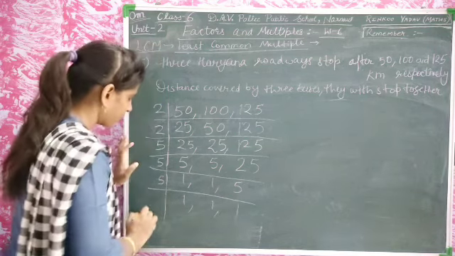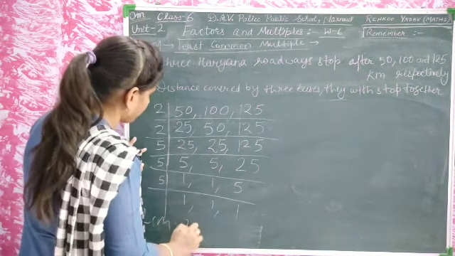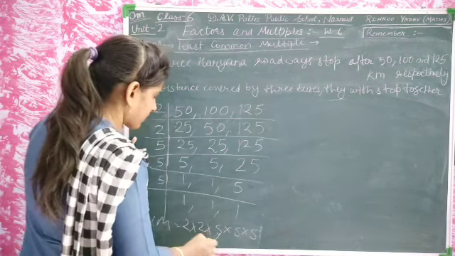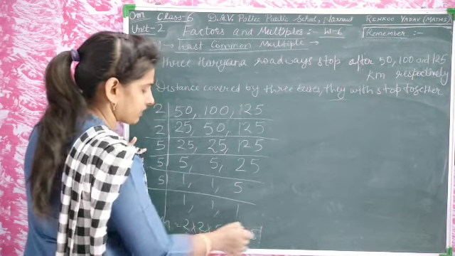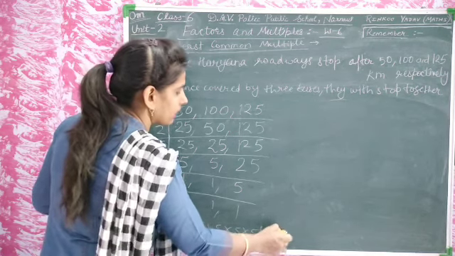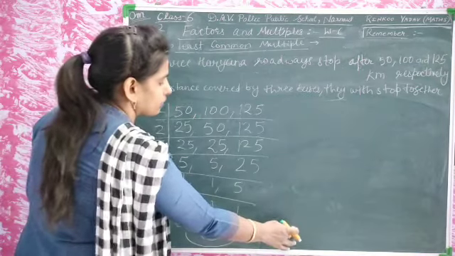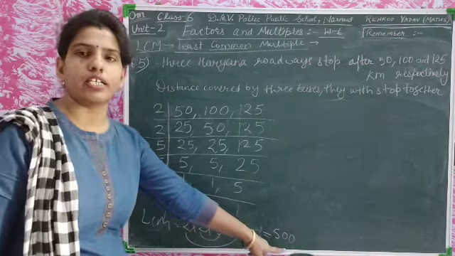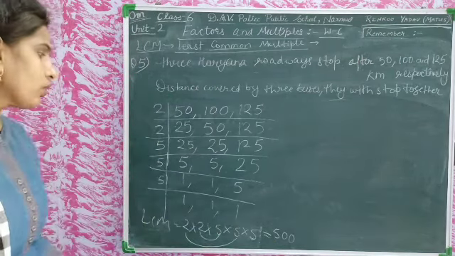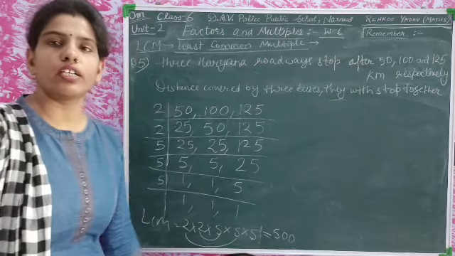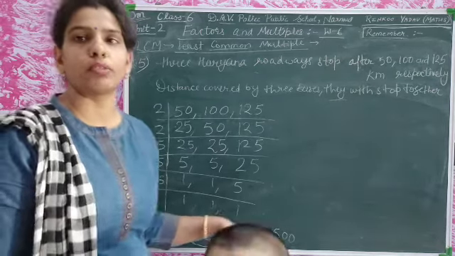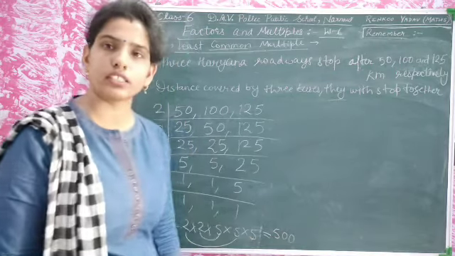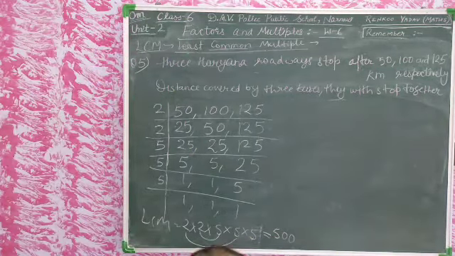Now it will again be divided by 5. 5 ones are 5. So LCM is equal to 2 into 2 into 5 into 5 into 5. 2 twos are 4, 4 fives are 20, 20 fives are 100, and 100 fives are 500. So students, you are seeing that the least common multiple is 500. So at 500 kilometers all 3 buses stop together. Is this clear, students? Now we will go to the next question.